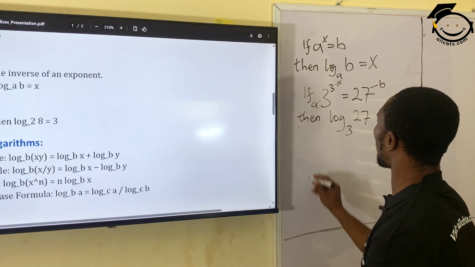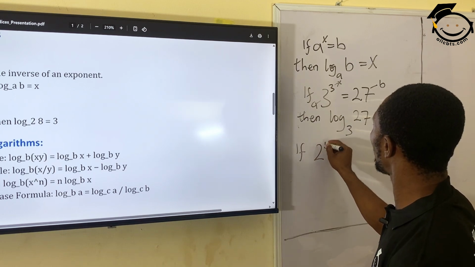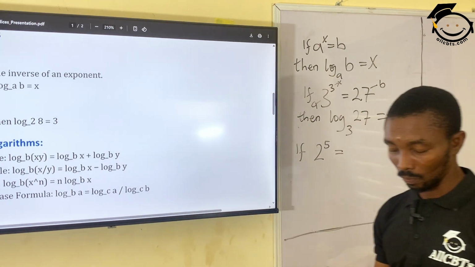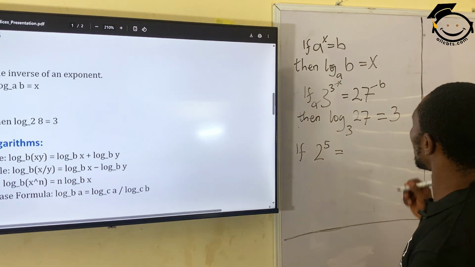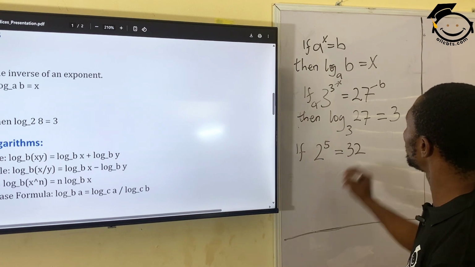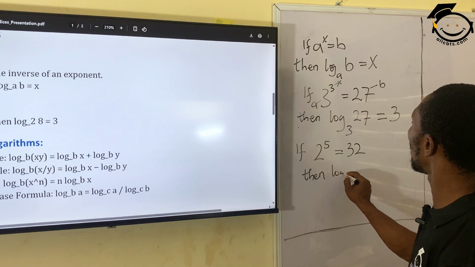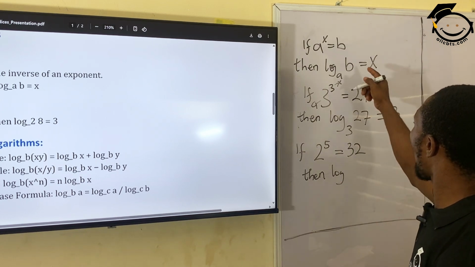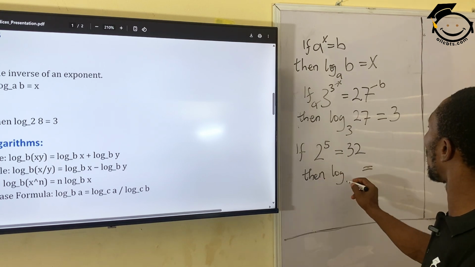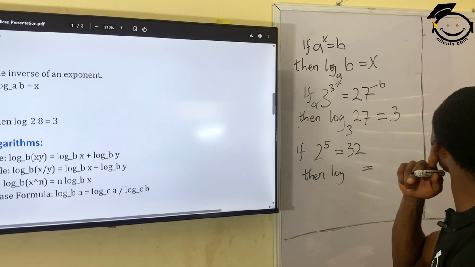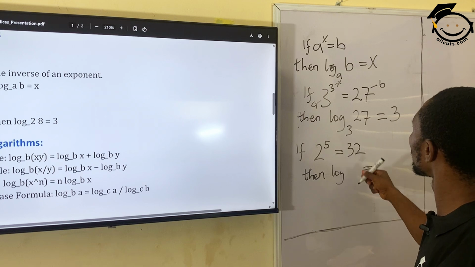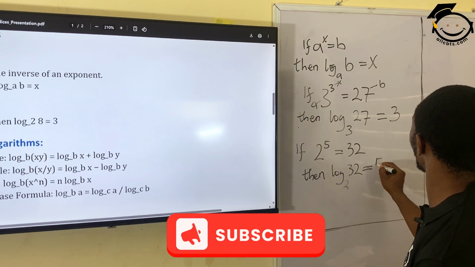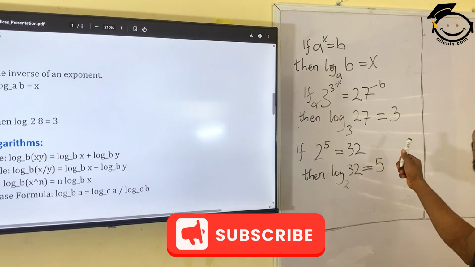Okay, let's look at another example. If 2 raised to power 5 equals 2 times 2, 4, 4 times 2, 8, 8 times 2, 16, and 16 times 2, 32. So 2 raised to power 5 equals 32. Then log base 2 of 32 will be equal to 5.